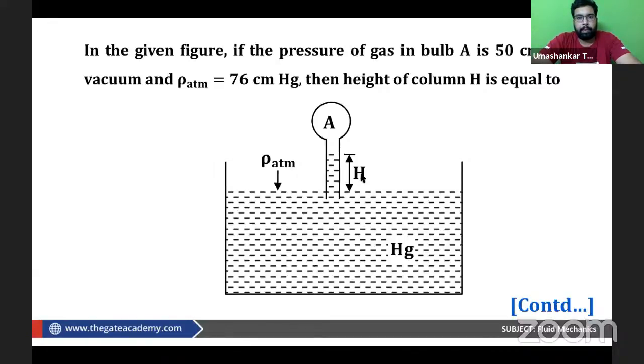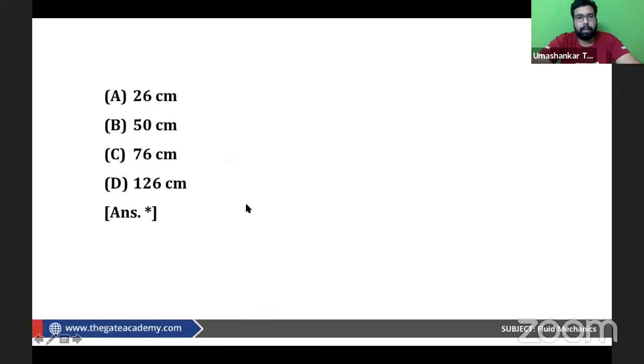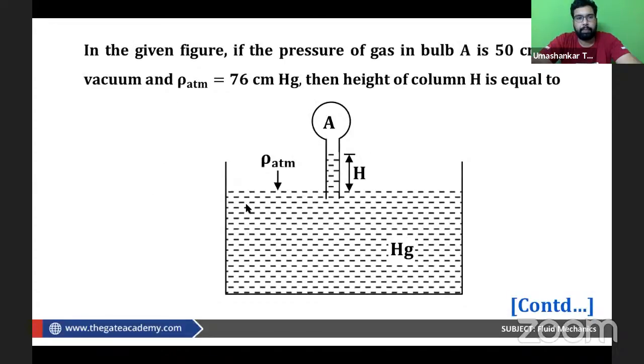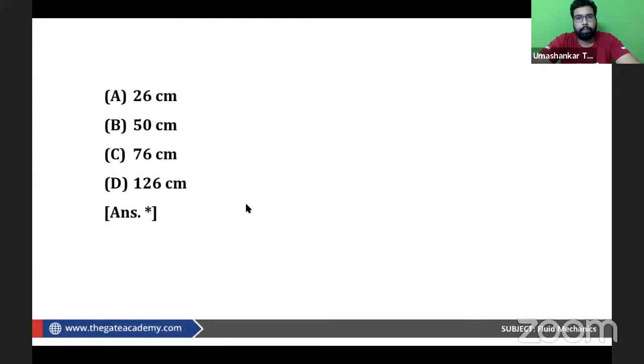Okay, let's try it. Let's see if we can do it or not. Please try it, my dear. Though I am expecting that many of you must have solved these questions before while practicing. Very simply, we can do it, and the options are these: 26, 50, 76, and 126. So, what should be the answer to this question, my dear? Very simple question.